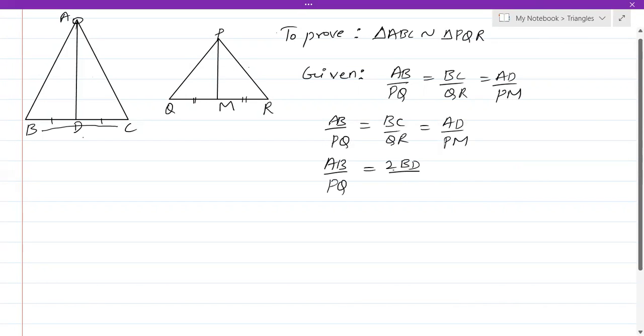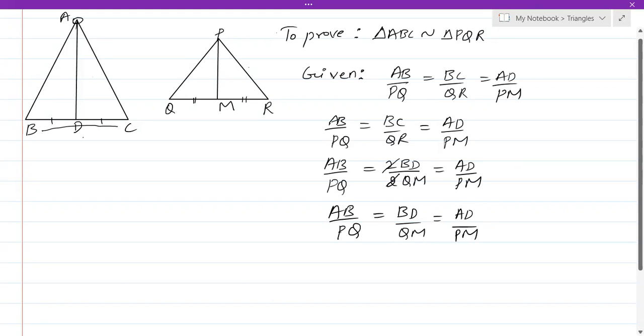QR will be in a similar fashion. QR will be 2 times QM. That will be equal to AD by PM. And if you observe, 2 and 2 get cancelled. So we are left with AB by PQ, that is equal to BD by QM, that is equal to AD by PM.